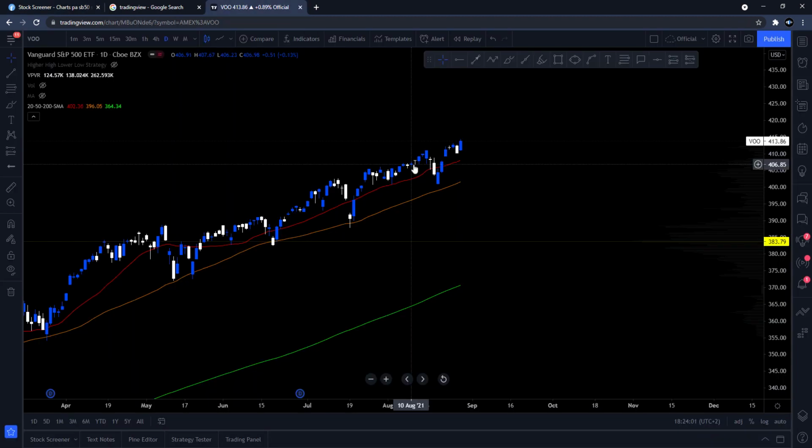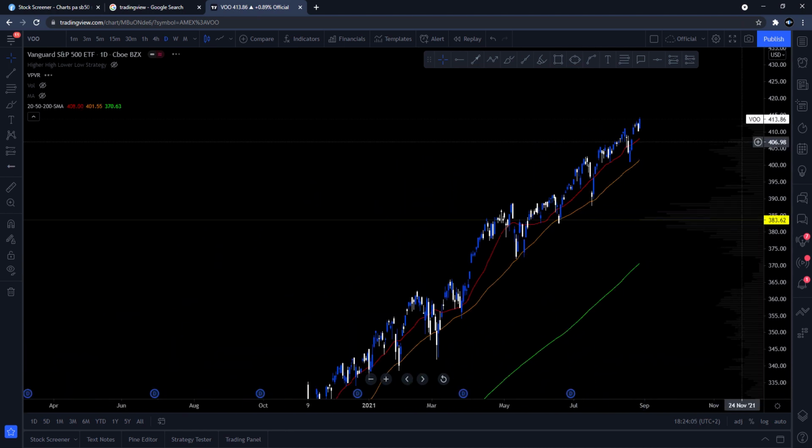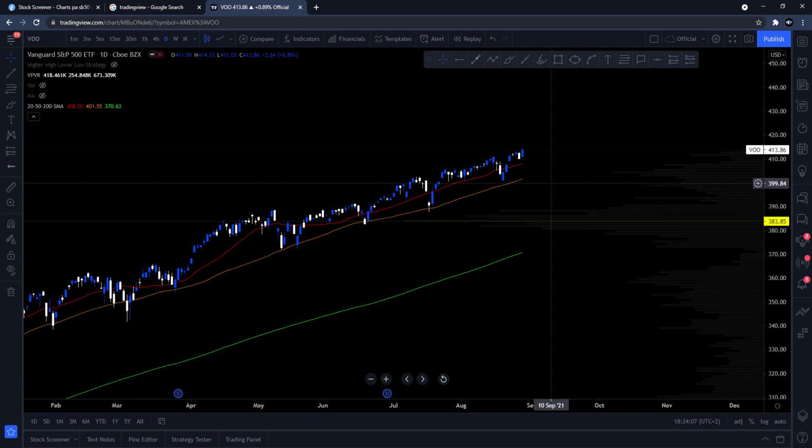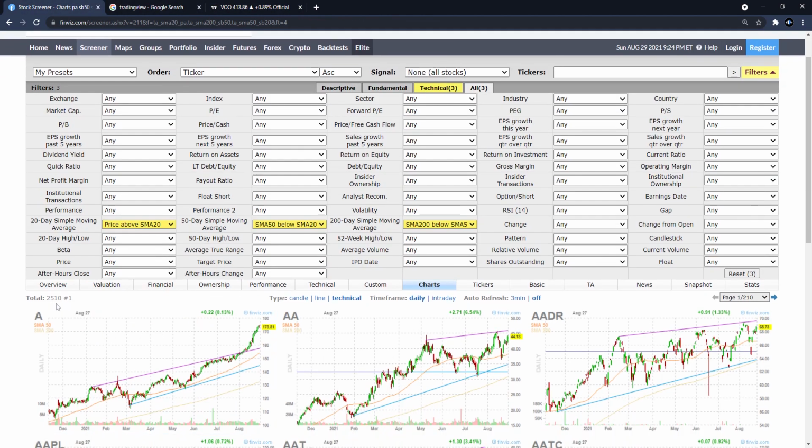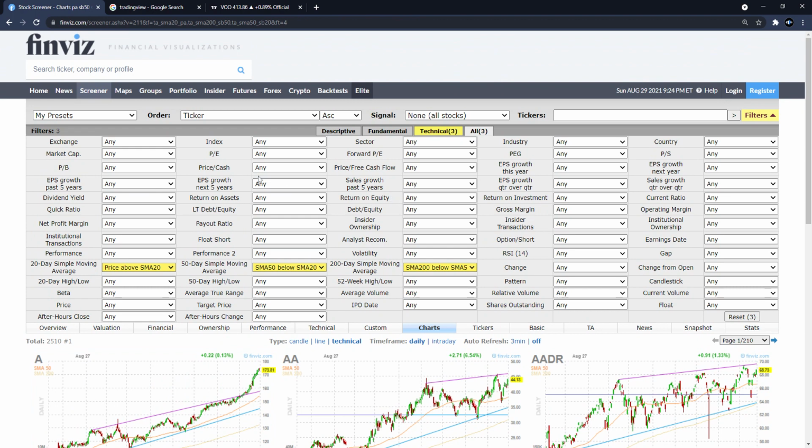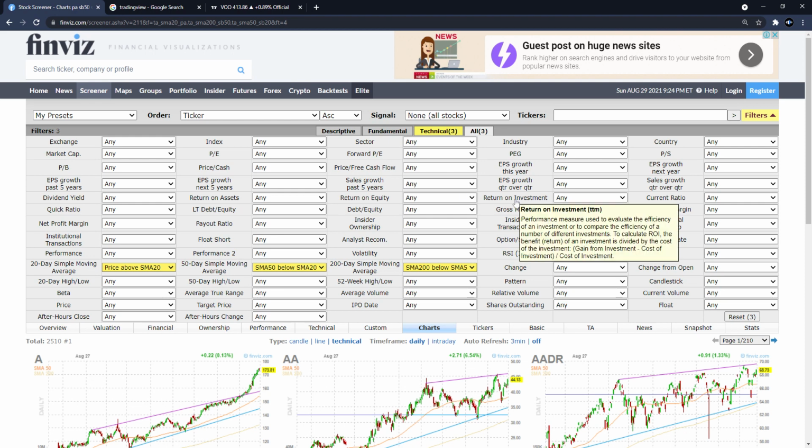So we click for the 20-day simple moving average to be below the price. This basically tells us that, of course, this is an ATF. So we're going to be looking at stocks. As you see, we have some 2,510 stocks right here, but this is not it. These are only three things. So what we want to do from here on is the 52-week high and low.